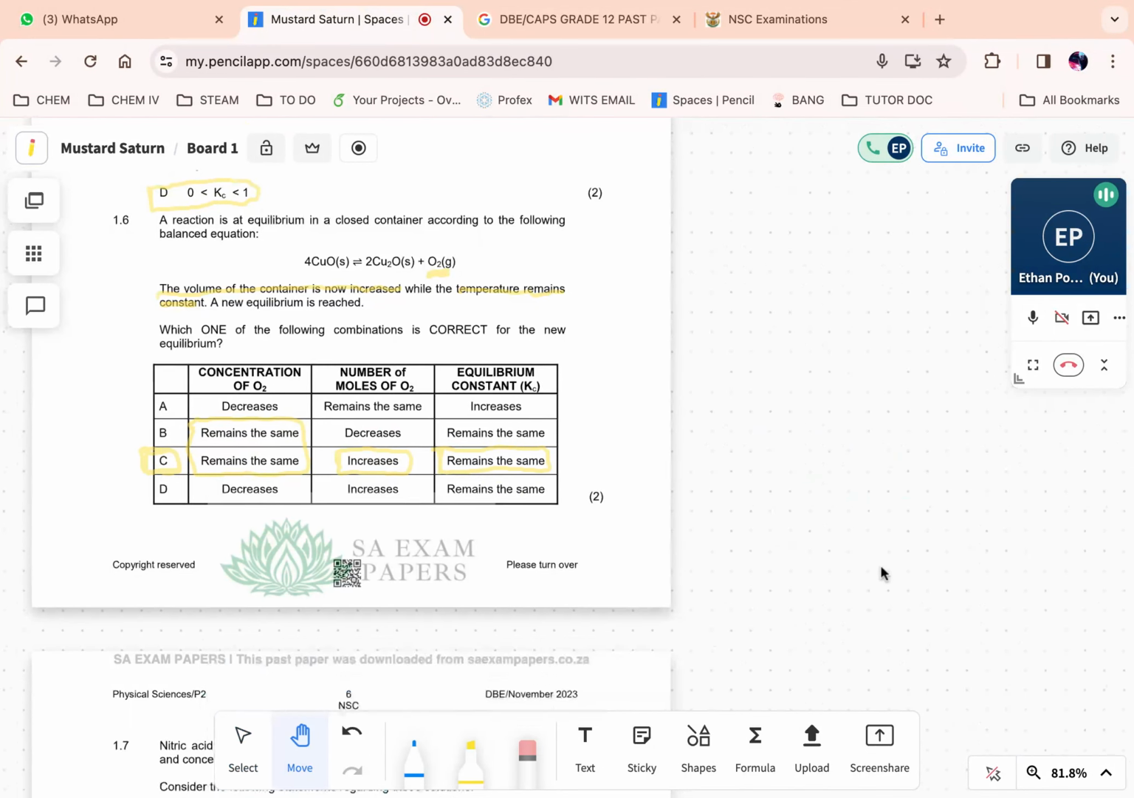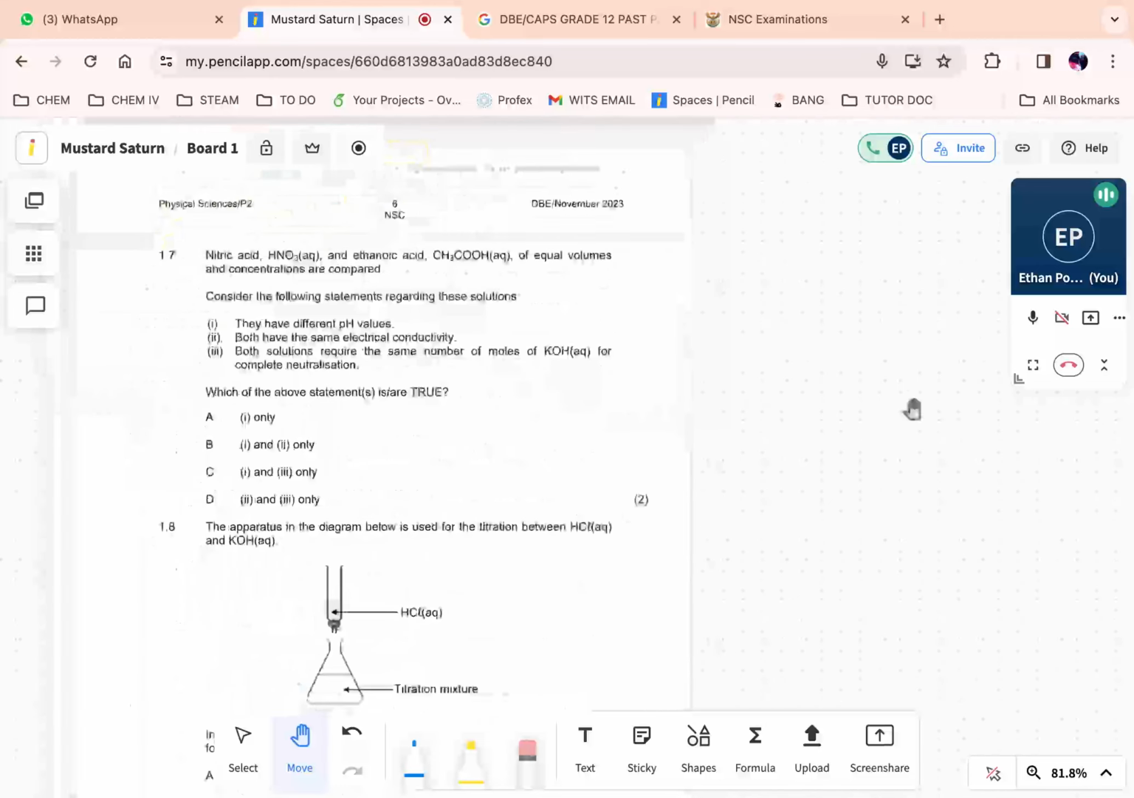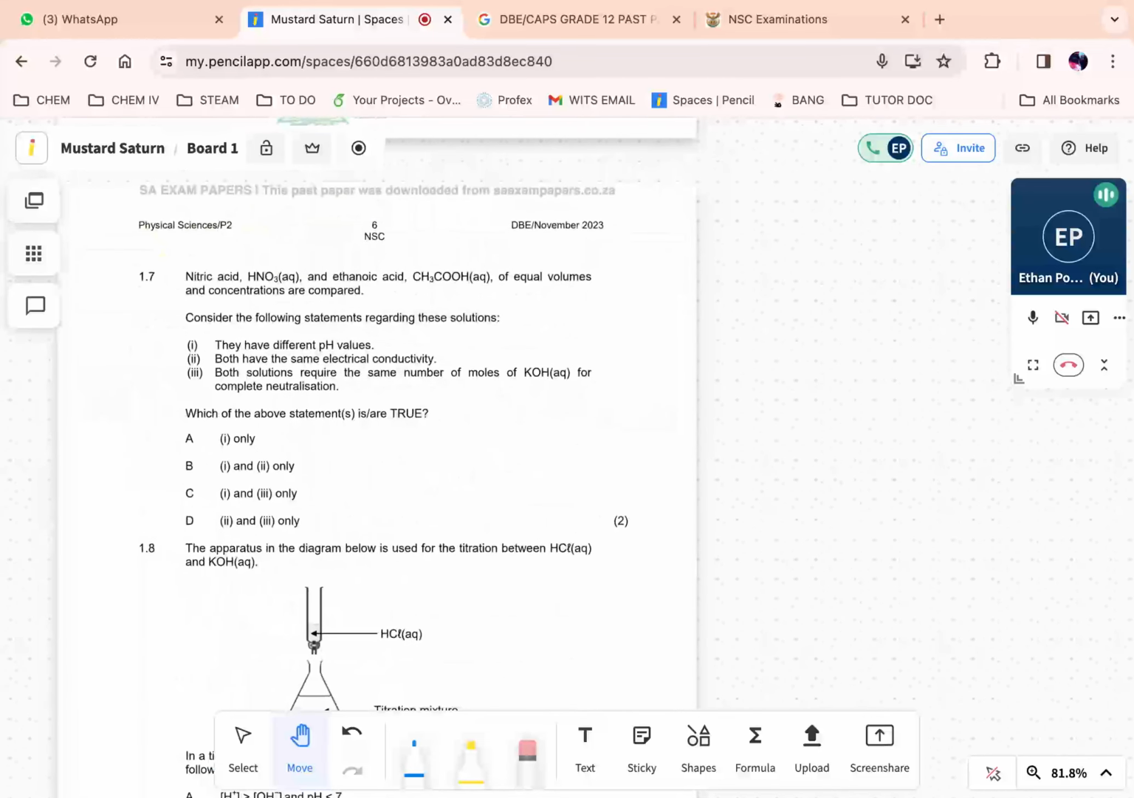So moving on to the next question, question 7. Nitric acid and ethanoic acid of equal volumes and concentrations are compared. Consider the following statements below. What's important here is equal volumes and equal concentrations. Nitric acid is a strong acid which totally dissociates in water, and ethanoic acid is a weak acid that doesn't totally dissociate. So, let's keep that in mind as we work through this question.